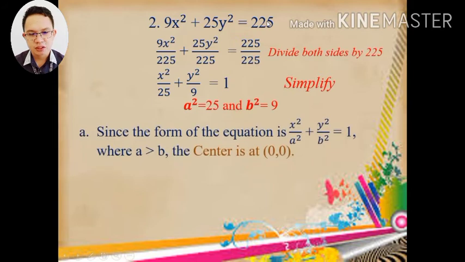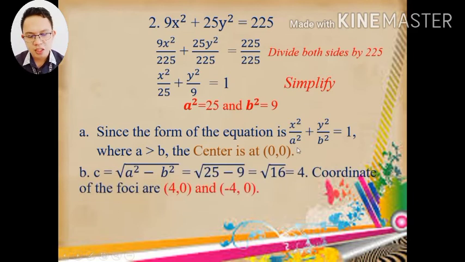So since the form of the equation is x squared over a squared plus y squared over b squared is equal to 1, kasi nasa harapan si 25, ibig sabihin, and always remember, mas malaki ang A, so nandito si A squared. So, the center is at 0, 0, pero yung graph ay horizontal. Nakahiga na ito kasi nauna na si A squared. So, to get C, gamitin lang yung formula. 25 minus 9 is 16, square root of 16 is 4. So, the coordinates of the foci are 4, 0 and negative 4, 0. Nasa harapan na si 4 kasi nakahiga po yung inyong ellipse.